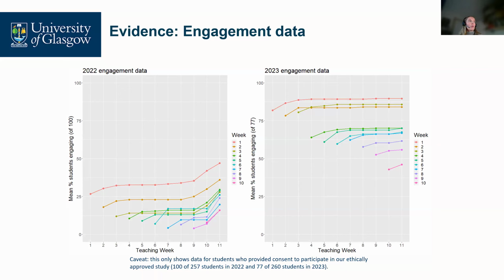I should also say the results shown here are from people who provided consent to participate in our ethically approved study. So it's not everybody, but I hope you take my word for it that when we looked at the data for everybody, generally what we saw was the same. It's not as though we're seeing some sort of enhanced performance because of those people who provided consent. It really was quite similar for the whole cohort of students.